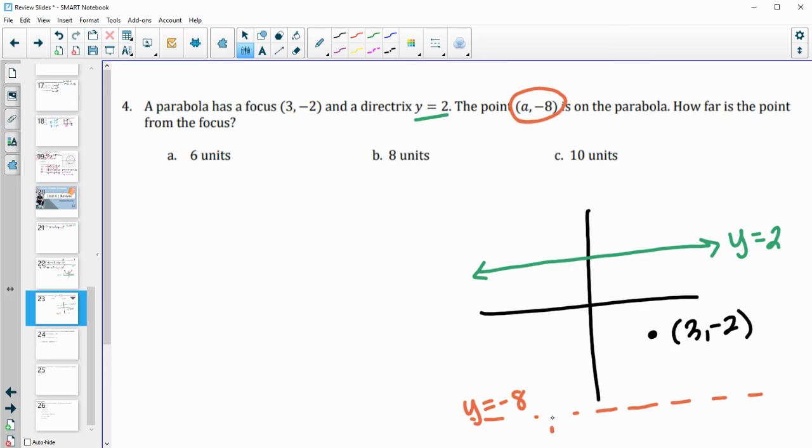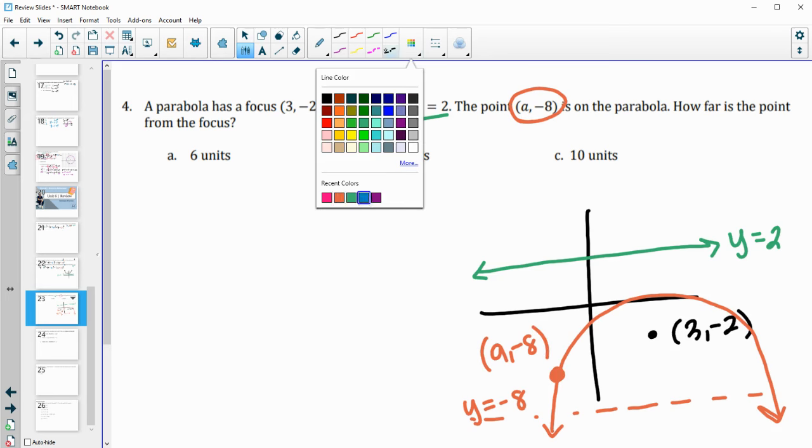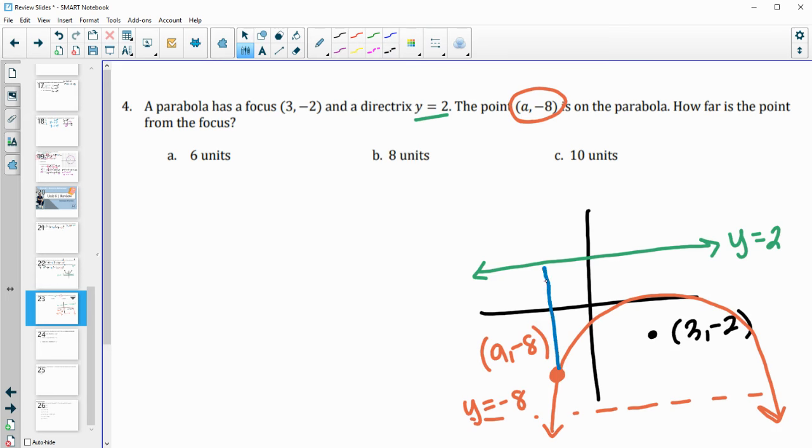So that means that we've got this parabola that goes through here, right? And the point (a, negative 8) is on here somewhere. And this orange parabola is the same distance from the directrix and the focus. Okay, so any point on here is the same distance from the focus as it is from the directrix. So let's just say our point is here, (a, negative 8). This distance is equal to this distance.